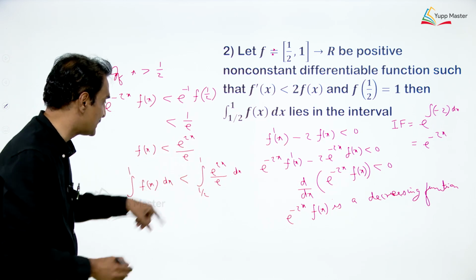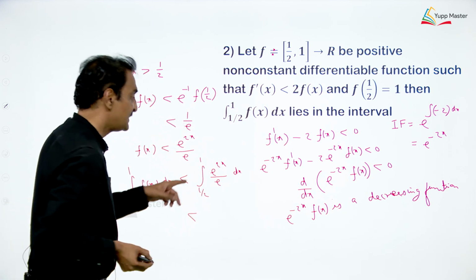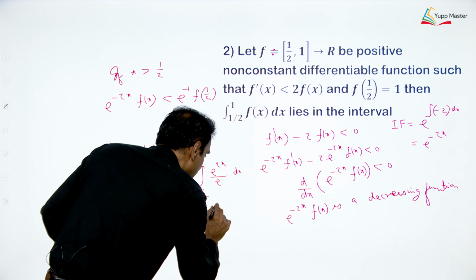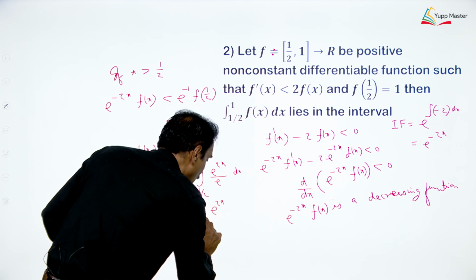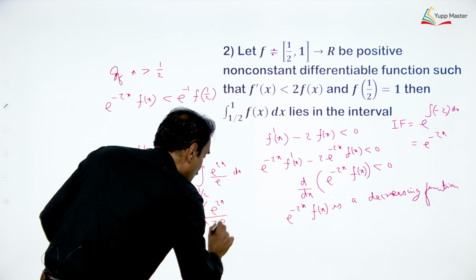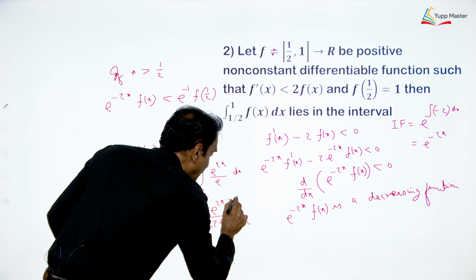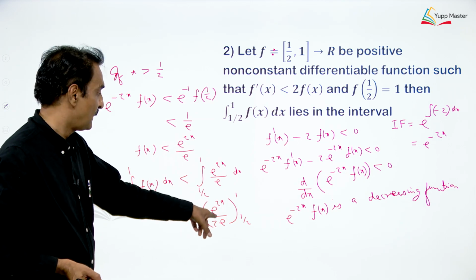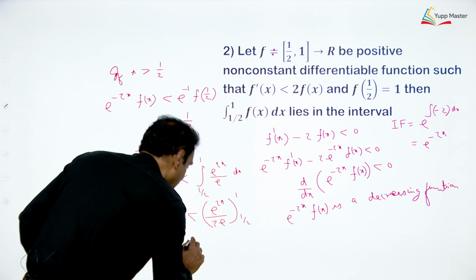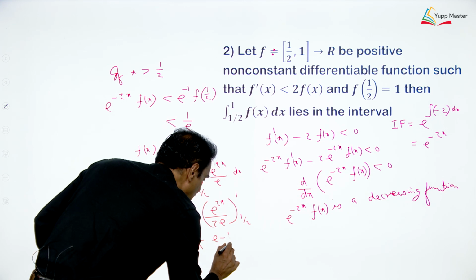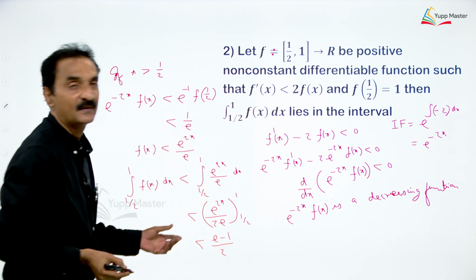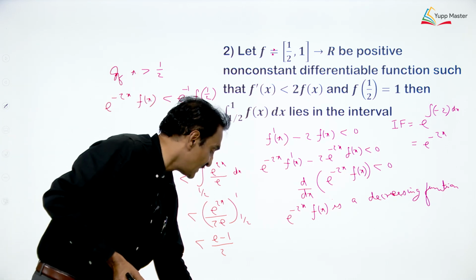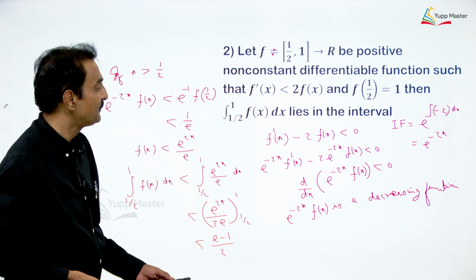Now, let us calculate this. This is less than, what is the integral of e power 2x? E power 2x by 2. So, we get e power 2x by 2e between limits half and 1. Substitute 1 and half and take the difference, you will get e minus 1 by 2. So, this definite integral is less than e minus 1 by 2. Let us see the options now.